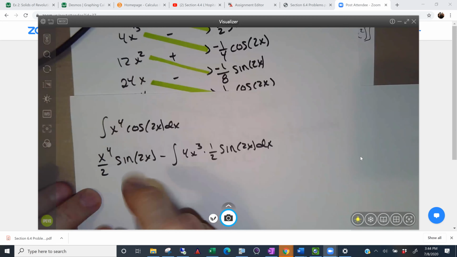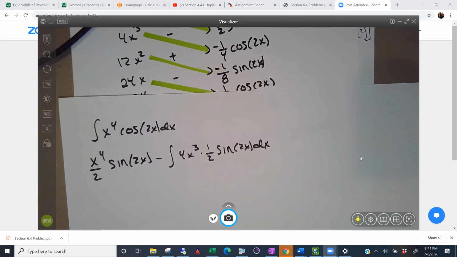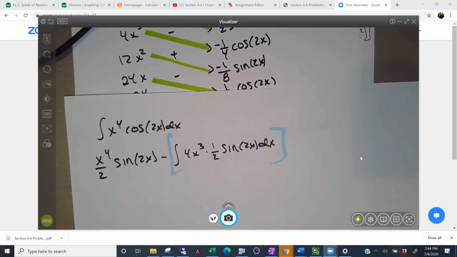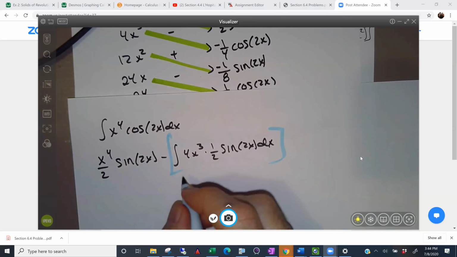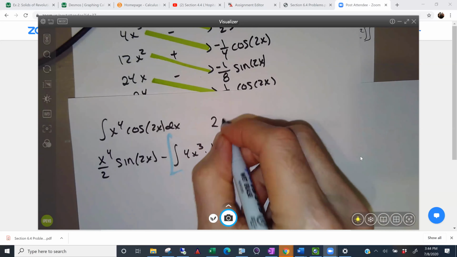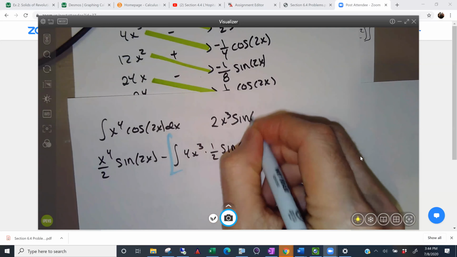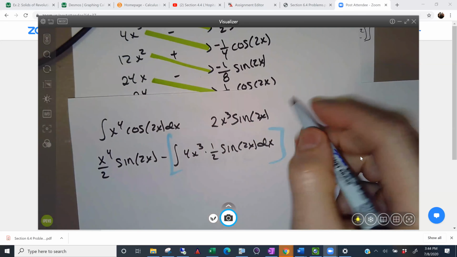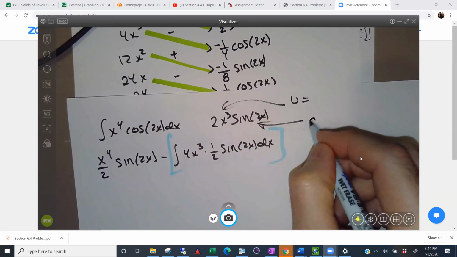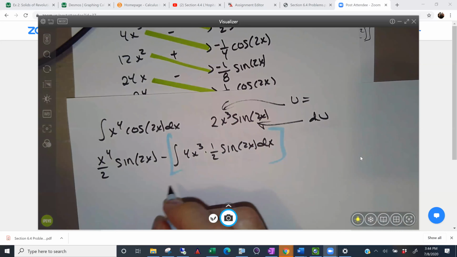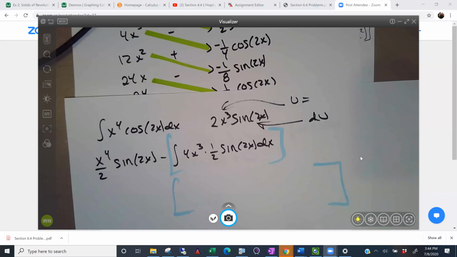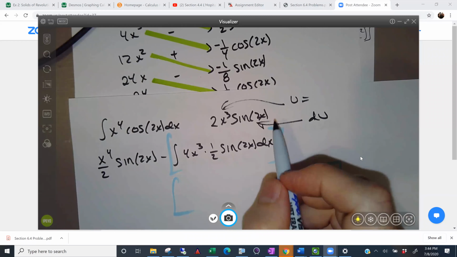And so now you got to expand this with integration by parts. So now you got to say, okay, well, that's really 2x cubed sine of 2x. So then you got to go through with your, all right, let's let u equal this, and this equal dv. You got to do that again. So that expands into this, u times v.